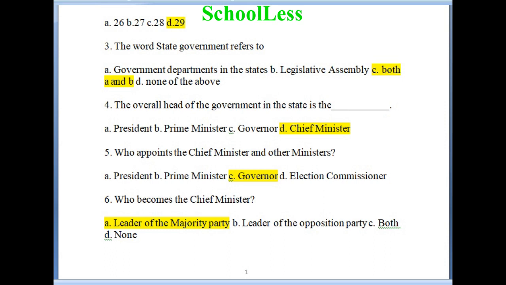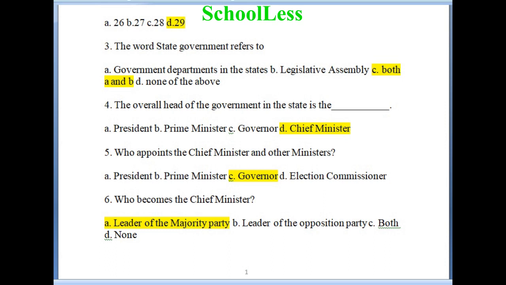Question 4. The overall head of the government of the state is the dash. A. President, B. Prime Minister, C. Governor and D. Chief Minister. Chief Minister is called the head of the government in the state. Therefore, choice D is the right answer.